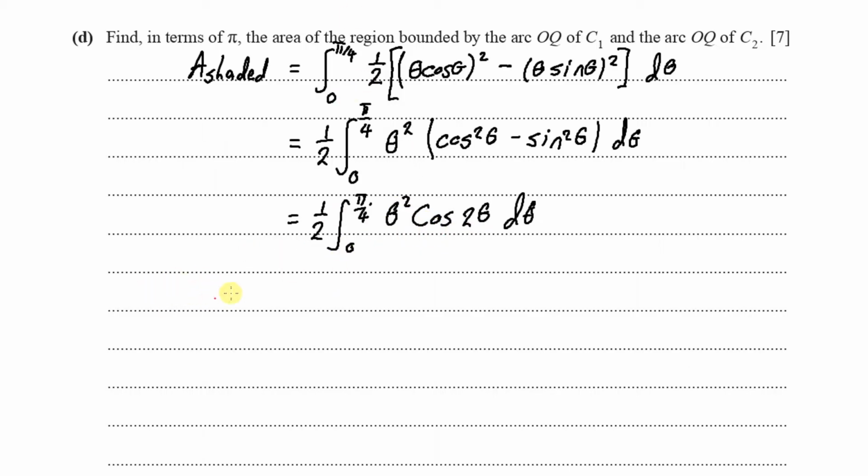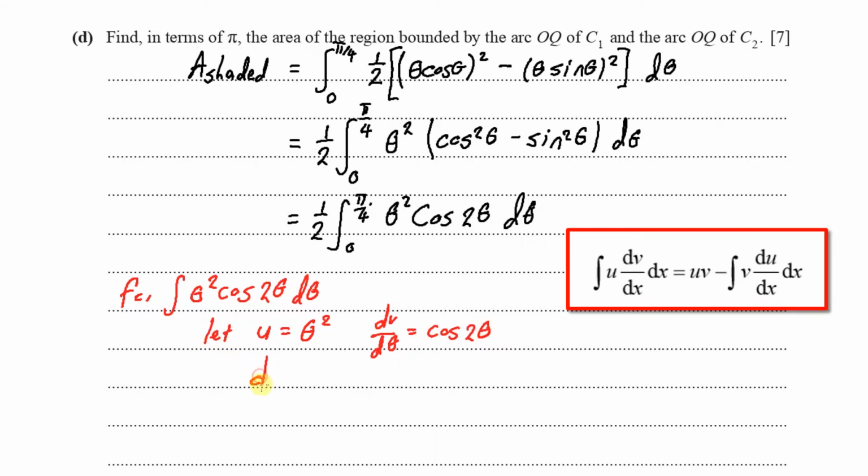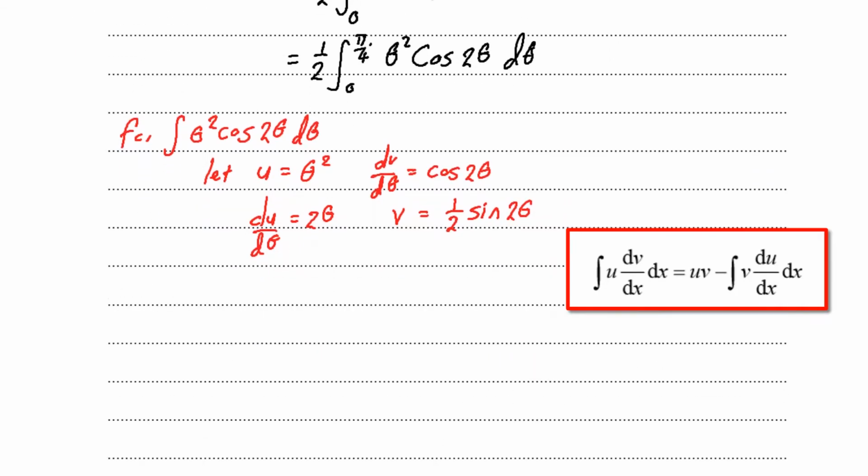So here, for the integral of theta squared cos 2 theta d theta, let u be equal to theta squared and dv by d theta be equal to cos 2 theta. So du by d theta is 2 theta here, and v comes out as half sine 2 theta. So we can now do integration by parts for this.